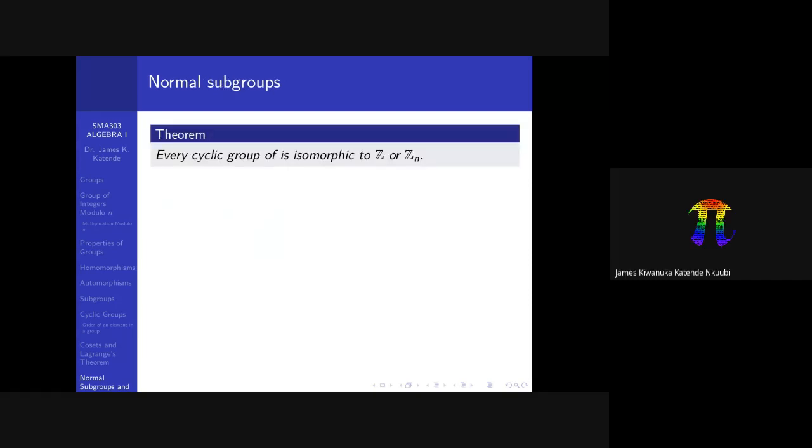Okay. So here is another theorem that's also very important. It says that every cyclic group, this "subgroup" should not be there. So every cyclic group is isomorphic to either Z or Zn. So if it's an infinite cyclic group, it would be isomorphic to Z. If it's a finite cyclic group, it would be isomorphic to Zn for some positive integer n.